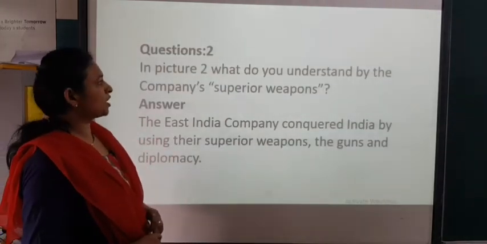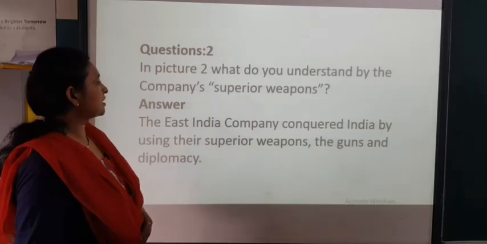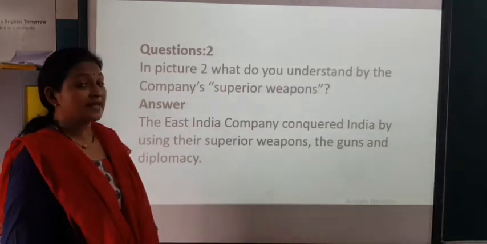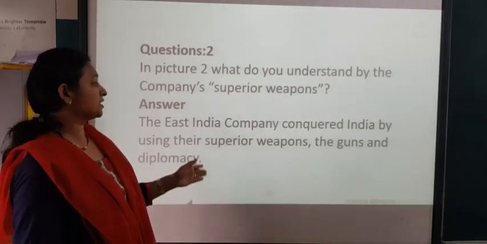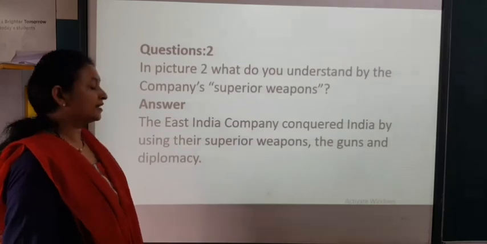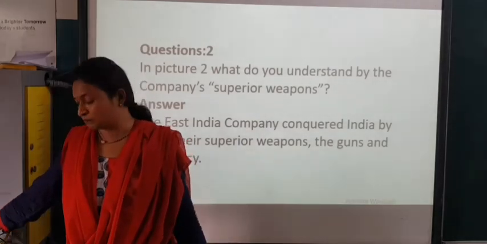In picture 2, what do you understand by the company's superior weapons, high quality arms and ammunitions? The East India Company conquered India by using their superior weapons, the guns and diplomacy. They were very diplomatic in nature.